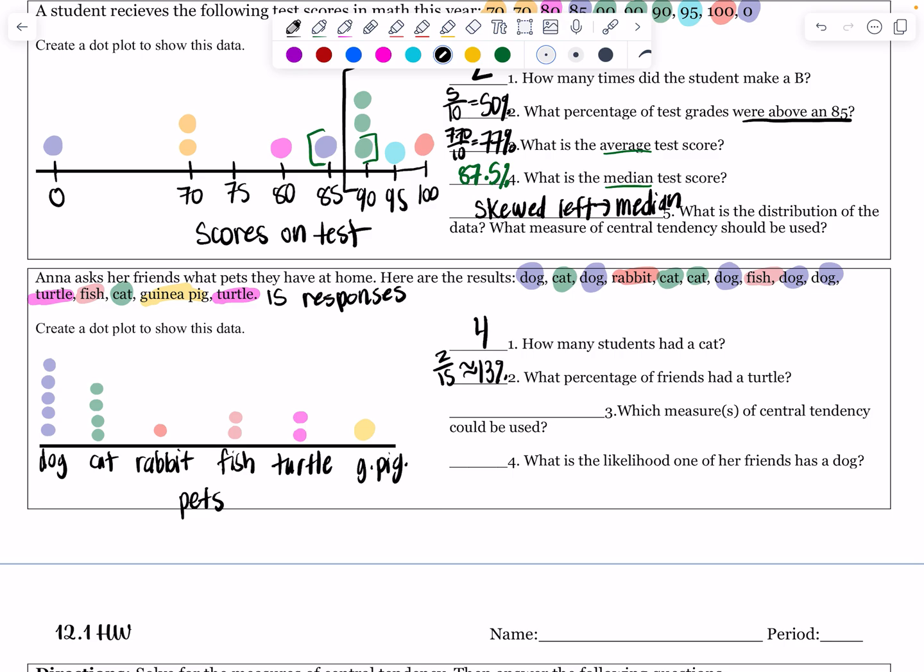Which measure of central tendency could be used? We would have to use the mode here because this is non-numerical data. What is the likelihood of one of her friends having a dog? That's going to be 5 out of 15, which is going to be 33.3%, about 33%.